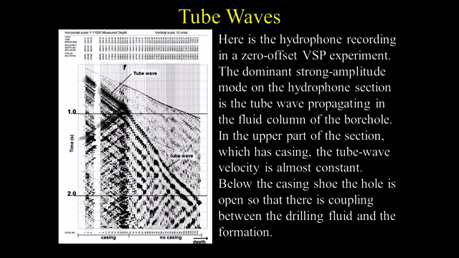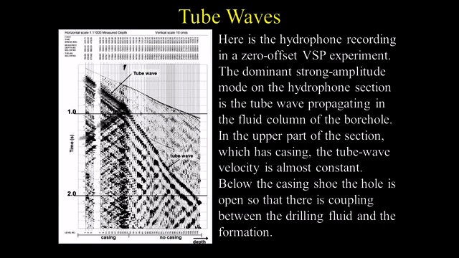Here is the hydrophone recording in a zero-offset VSP experiment that was run in offshore Norway in 2001. The dominant strong amplitude mode on the hydrophone section is the tube wave propagating in the fluid column of the borehole. In the upper part of the section, which has casing, the tube wave velocity is almost constant. The tube wave reflection at depth 1,300 meters is caused by the casing of about 13 inches thickness. The varying and quite long signature is most likely related to the coupling between the casing and the formation.